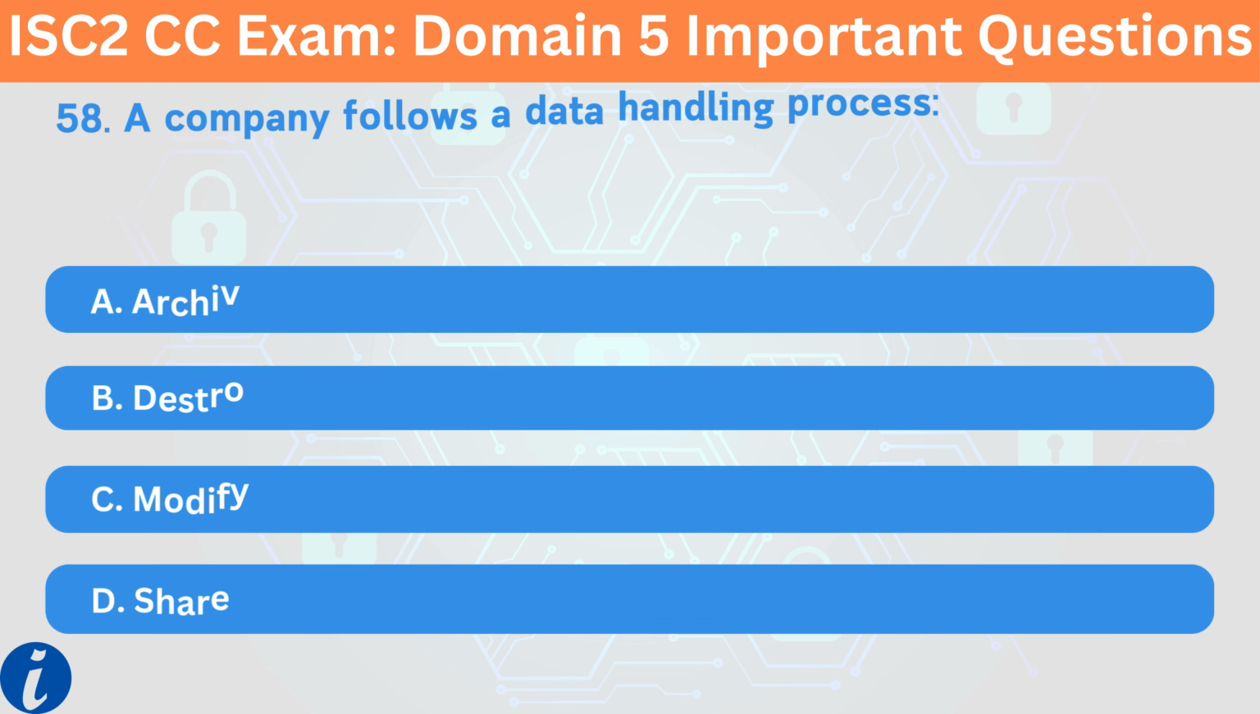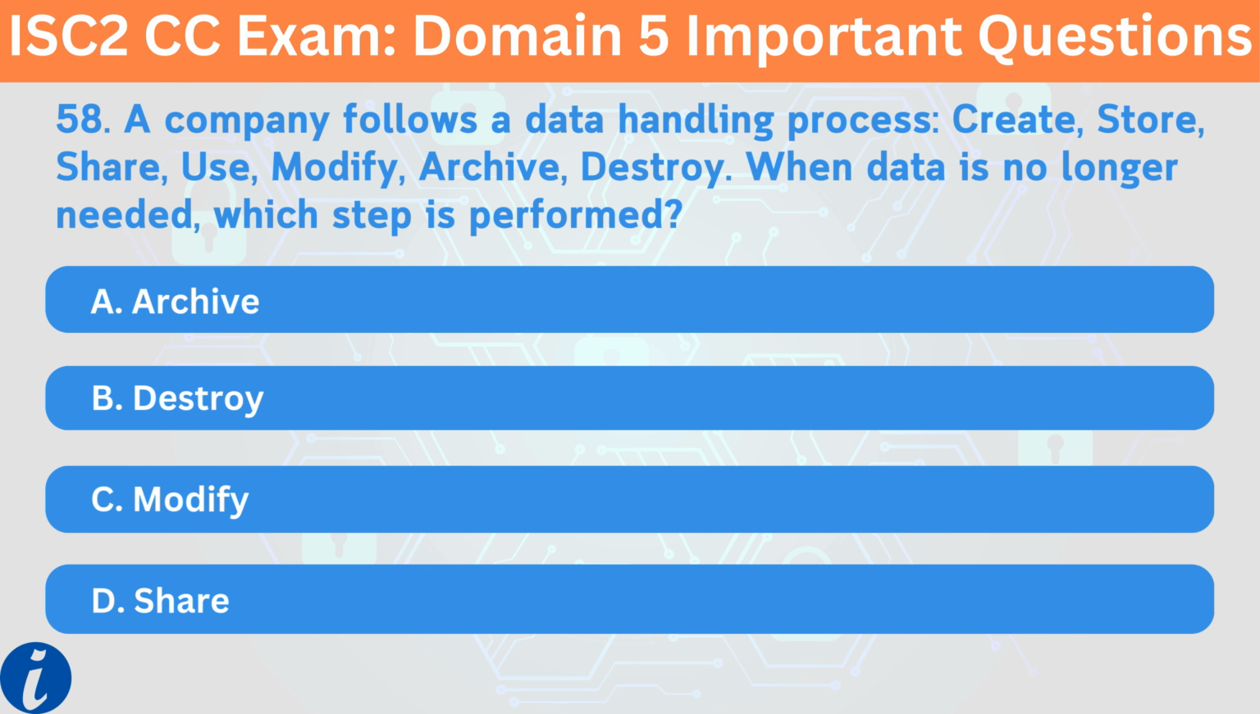58. A company follows a data handling process: create, store, share, use, modify, archive, destroy.